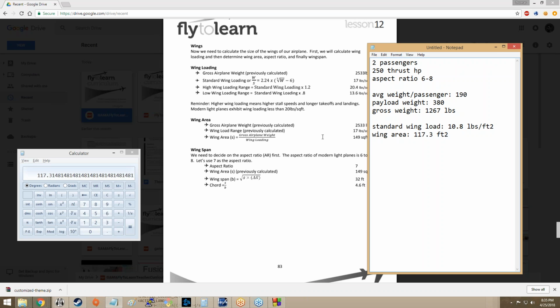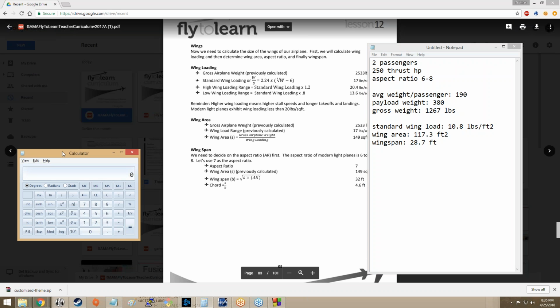So we got an aspect ratio of 7. We got a wing area of 117.3 square feet. In order to get the wingspan, we take the wing area and we multiply it by the aspect ratio and then take the square root of it. So 117.3 times the aspect ratio, and then we take the square root of that, which gives us a wingspan of 28.7 feet.